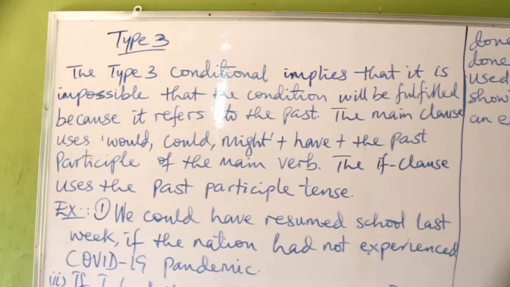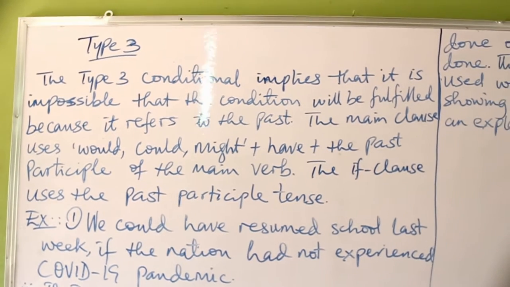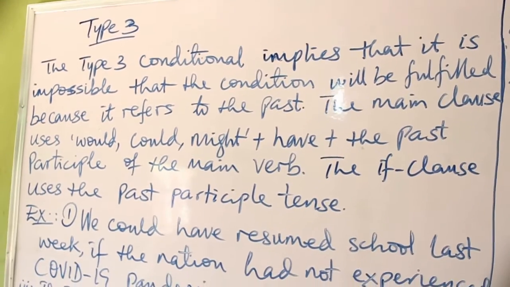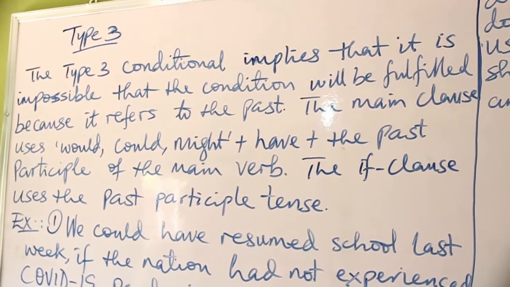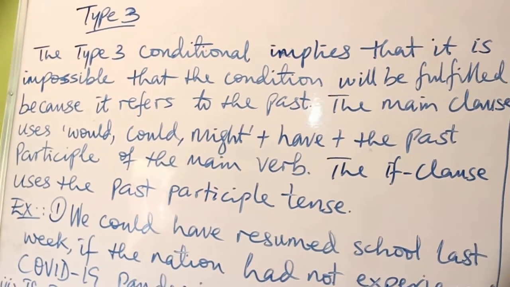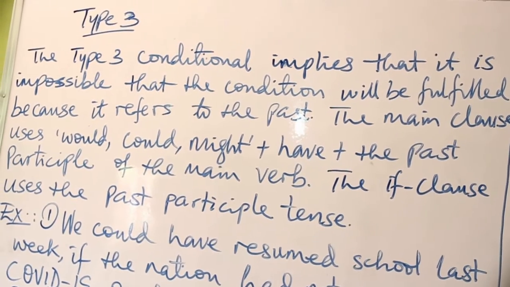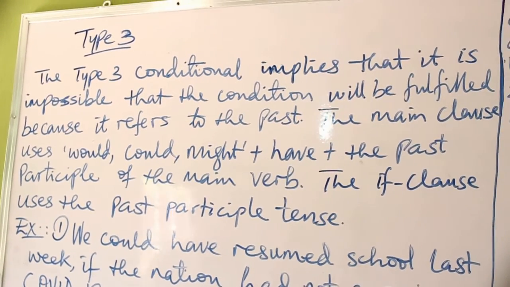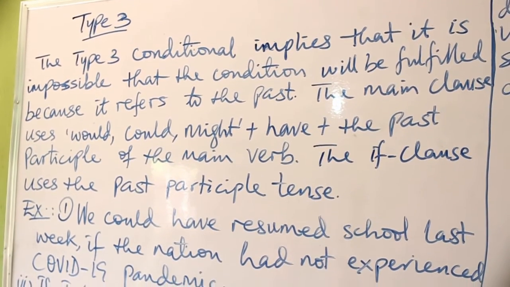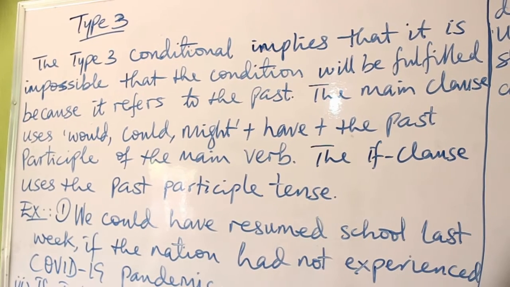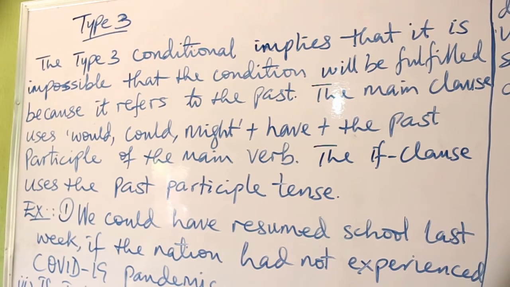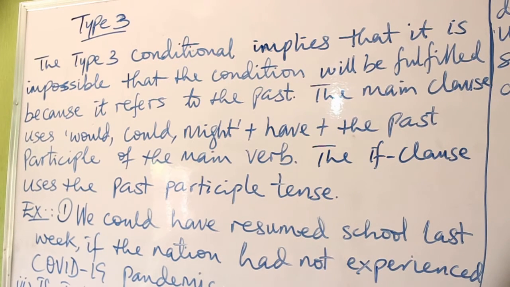Type 3 of conditional sentences. The type 3 conditional sentence implies that it is impossible that the condition will be fulfilled because it refers to the past. That means the main clause uses modals like would, could, might, plus have, plus the past participle of the main verb. The if clause uses the past perfect tense.